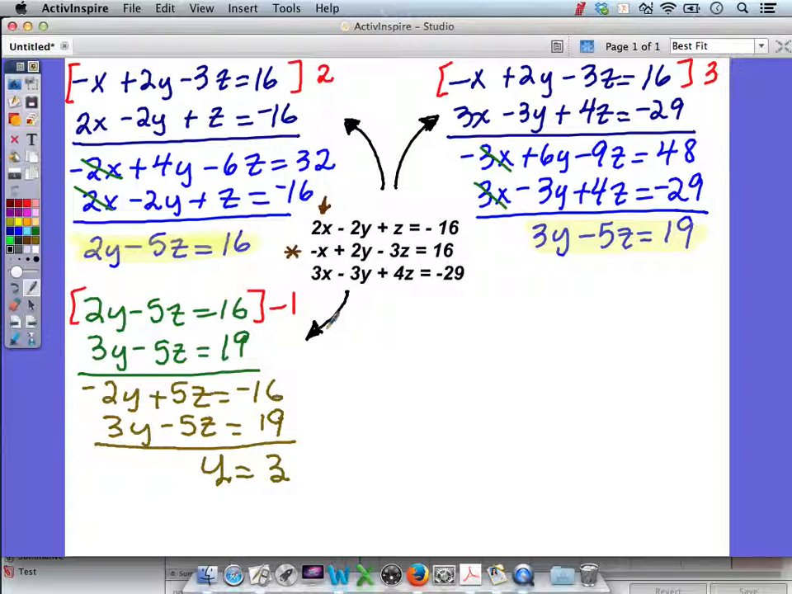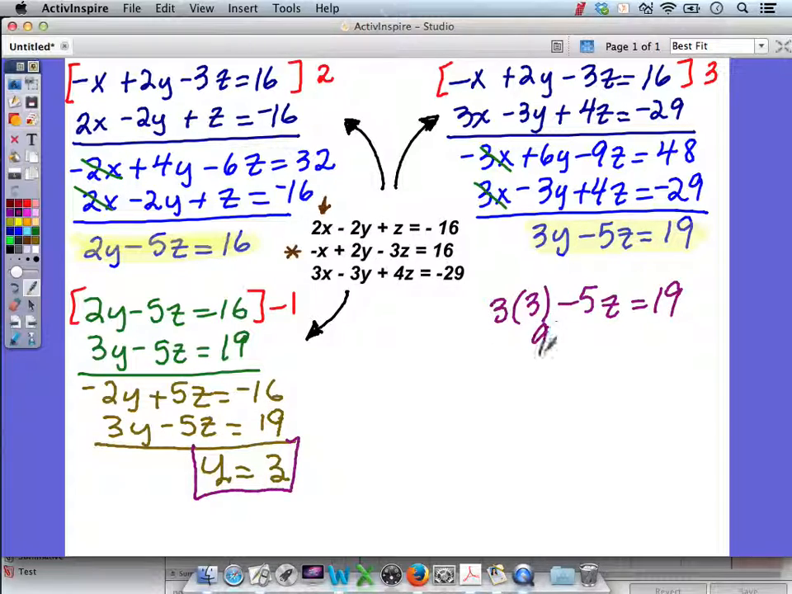From there, you want to plug in the y equals 3, because our whole goal is to find x, y, and z. You can go back to either one of the yellow highlighted equations. Those are what you want to go back to. I'm just going to plug into this one because I can look at it and bring it right down. So I have 3 times y, which I have found to be 3, minus 5z is equal to 19.